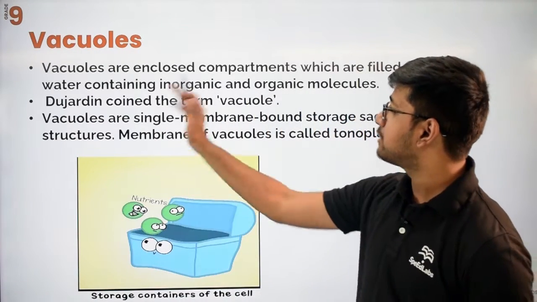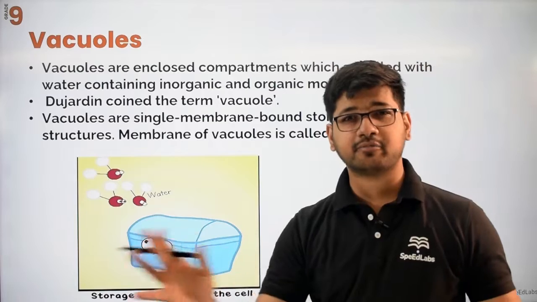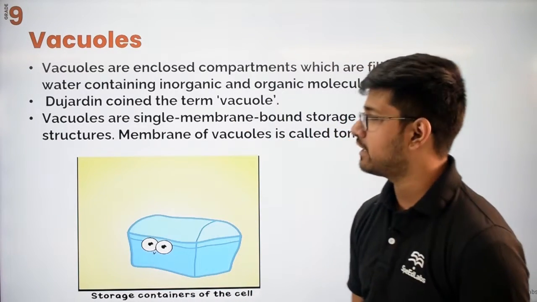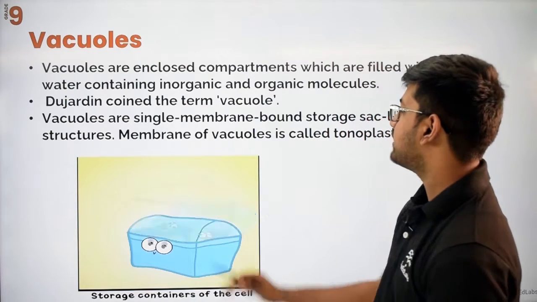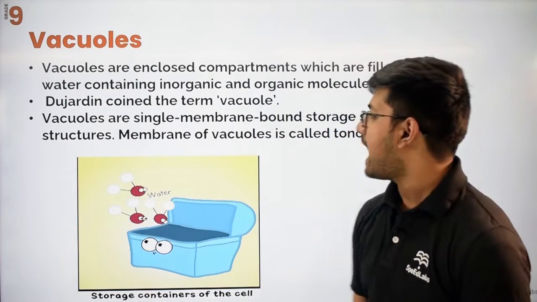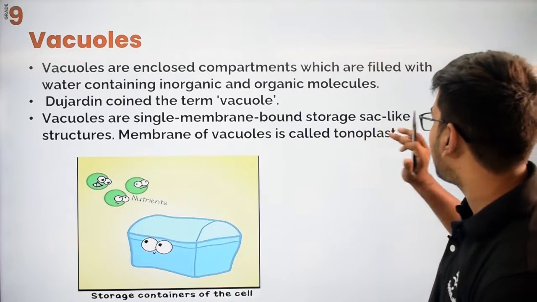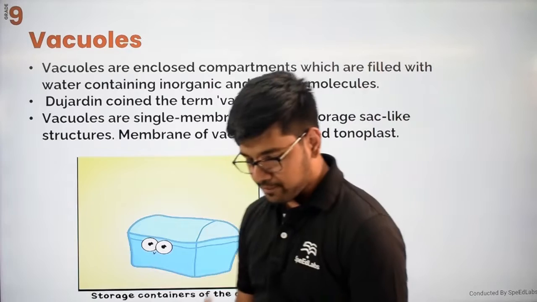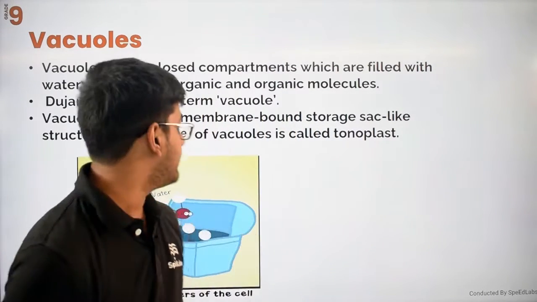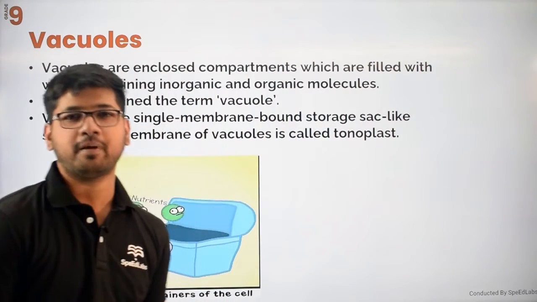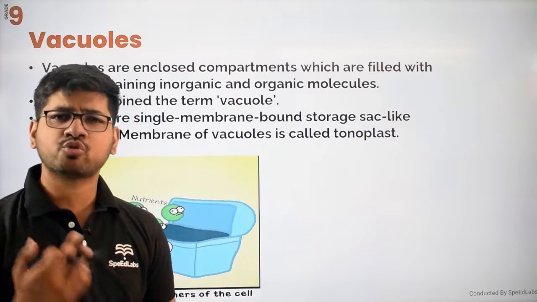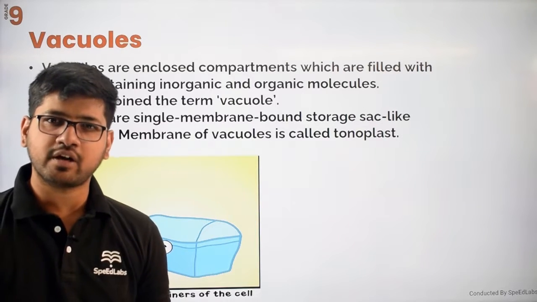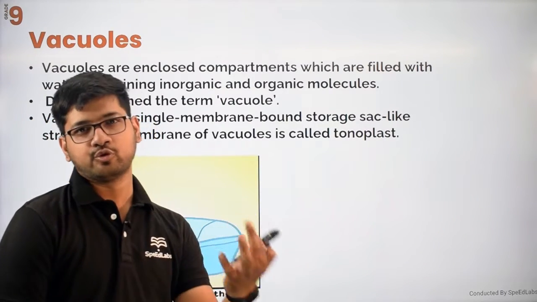Now we talk about vacuoles. Vacuoles are enclosed, humongous compartments containing water, inorganic and organic molecules. Dujardin coined the term vacuole, and vacuoles are single membrane-bound storage sac-like structures. Okay, the membrane of the vacuole is known as the tonoplast. These also store certain kinds of nutrition, mineral materials, etc., for future use.